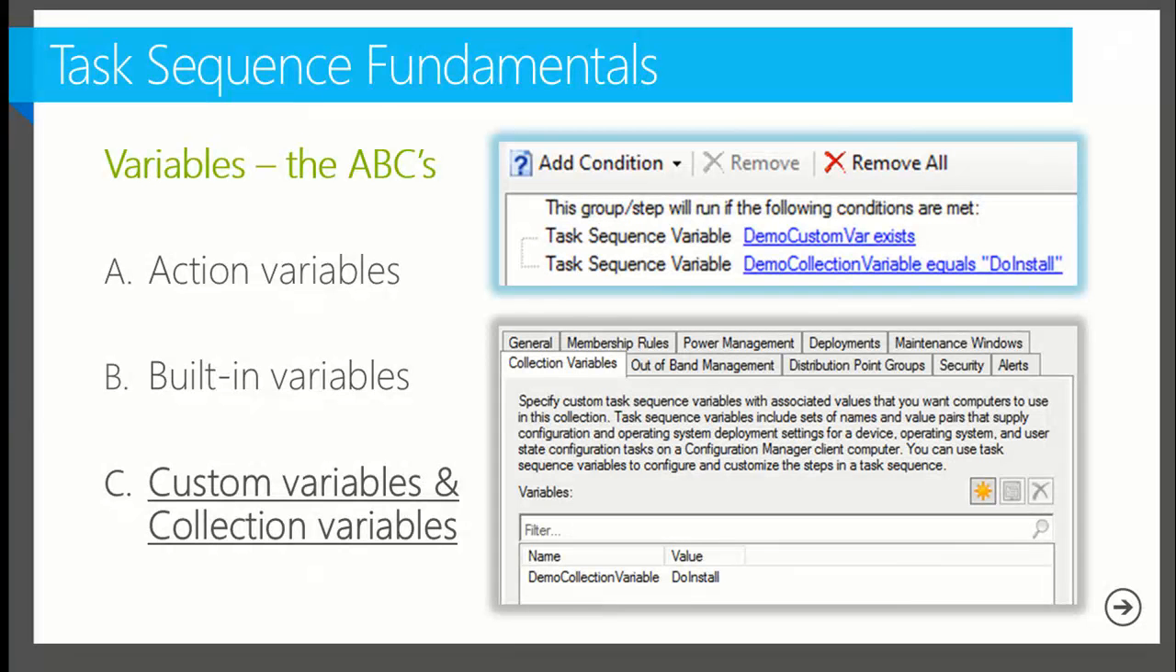With collection variables, you can assign a variable to a specific group of systems, which can help you manipulate and manage those systems in different ways, while still only needing one step. So you could have two different collections with two different sets of collection variables, and when those systems run the same task sequence, they might perform different operations based upon how you've defined and set up these collection variables.